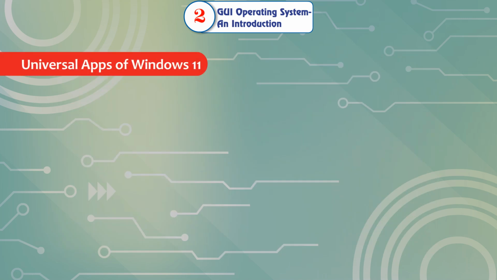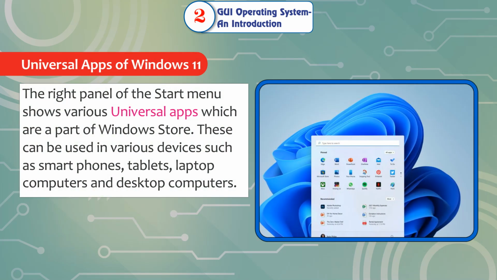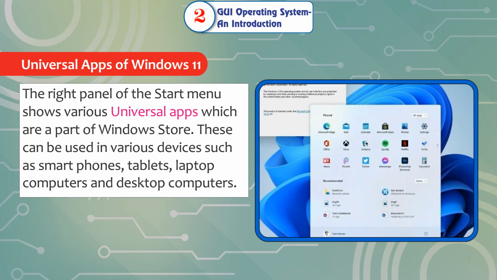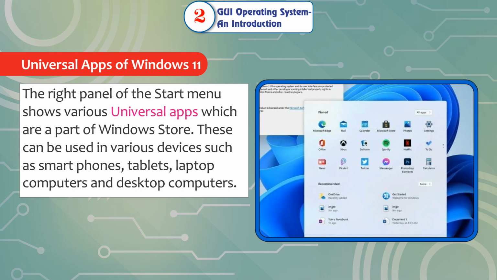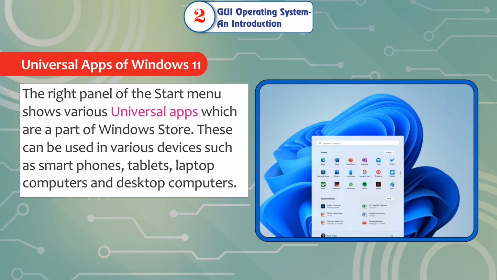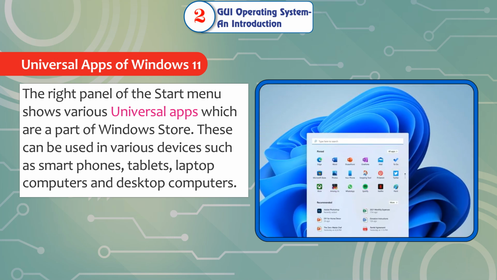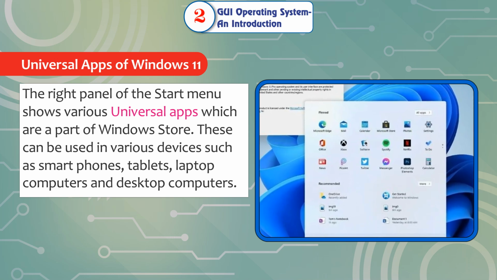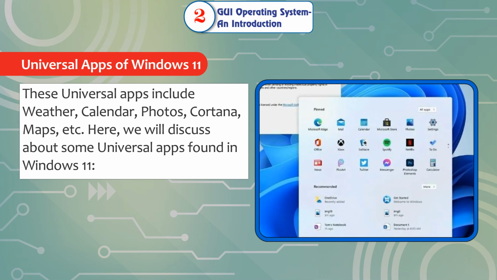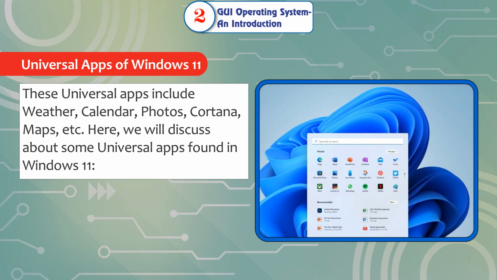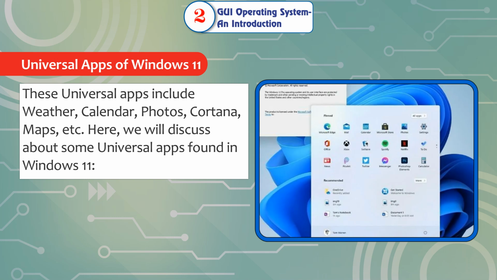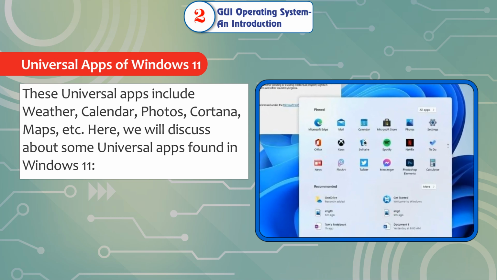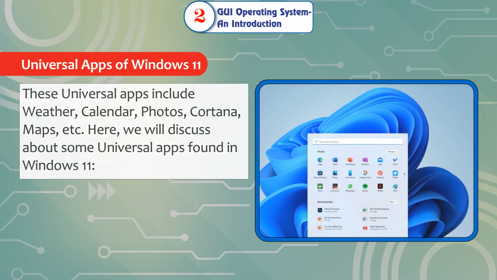Universal apps of Windows 11. The right panel of the Start menu shows various universal apps which are a part of the Windows Store. These can be used in various devices such as smartphones, tablets, laptop computers, and desktop computers. These universal apps include Weather, Calendar, Photos, Cortana, Maps, etc. Here, we will discuss some universal apps found in Windows 11.